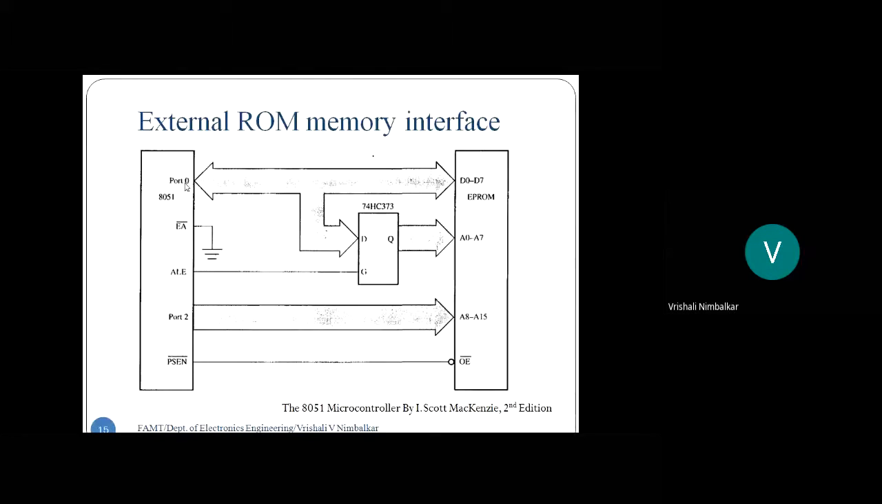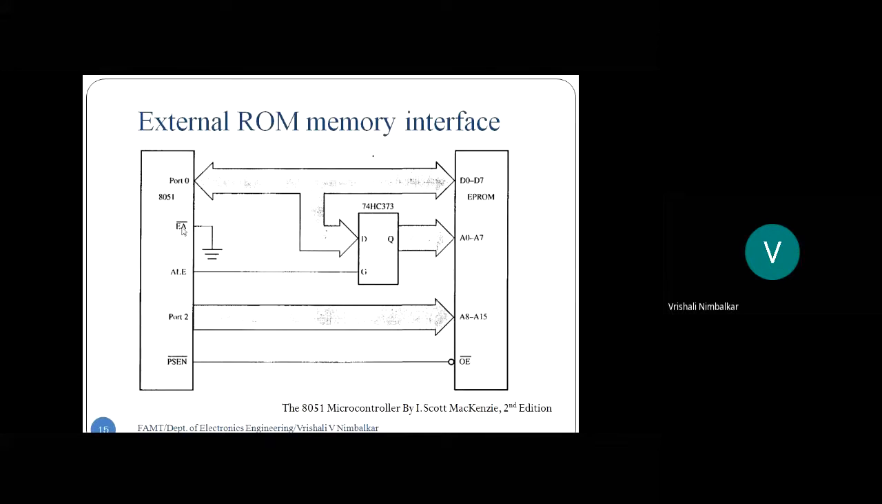Data lines will come from port 0, whereas address and data will be separated by this latch, and the latch will be controlled by ALE, address latch enable. Address latch enable will control the latch and separate out the address and data bus. From the latch we get A0 to A7, the lower address, and from port 2 we get the higher address A8 to A15. Altogether a 16-bit address A0 to A15. And data lines will come from port 0, that is from the input of the latch.